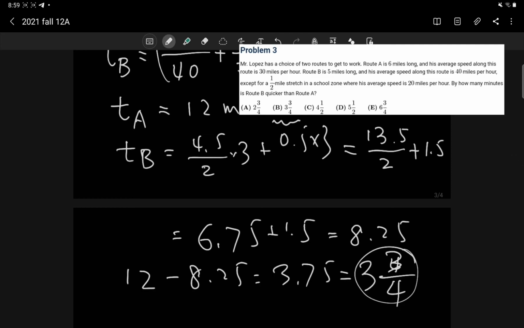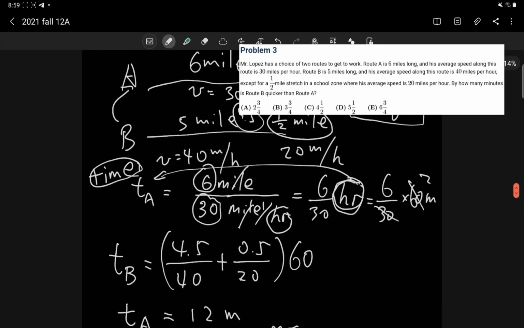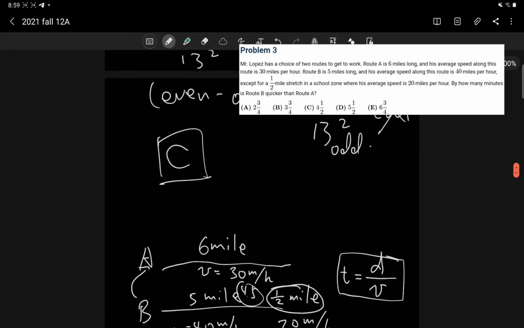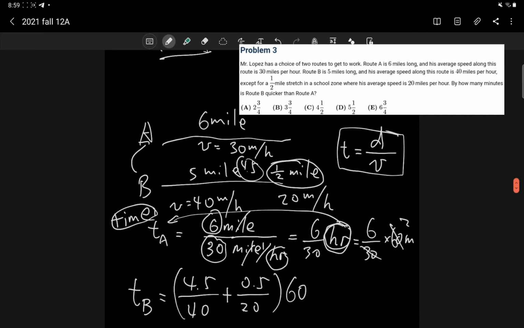That's it. The trick for this one is, first, there's only one formula, which is time is equal to distance divided by velocity. I think that is the only formula you need to memorize. That's not a mathematics formula, it's actually a physics formula. The only trick that makes it a little complicated is for route B. It is divided into two parts.